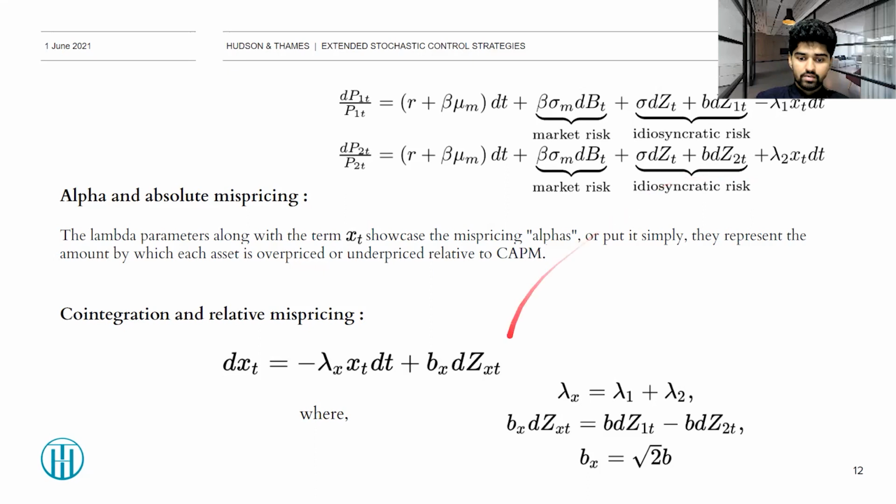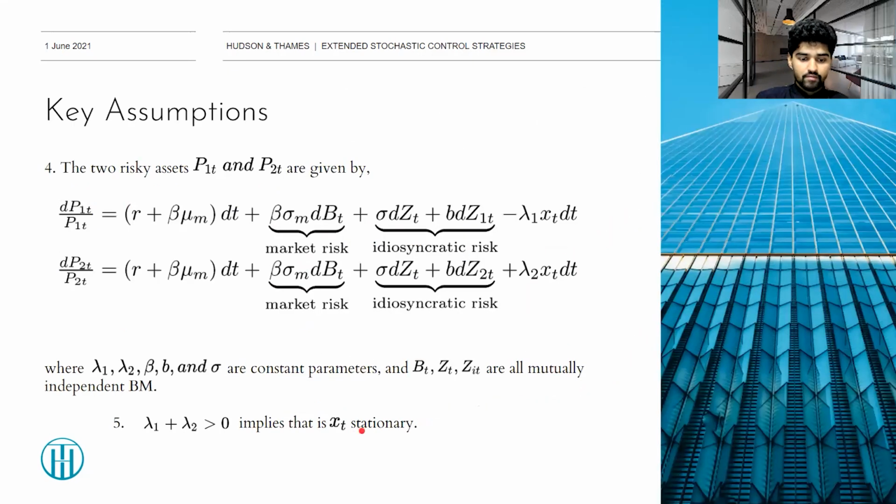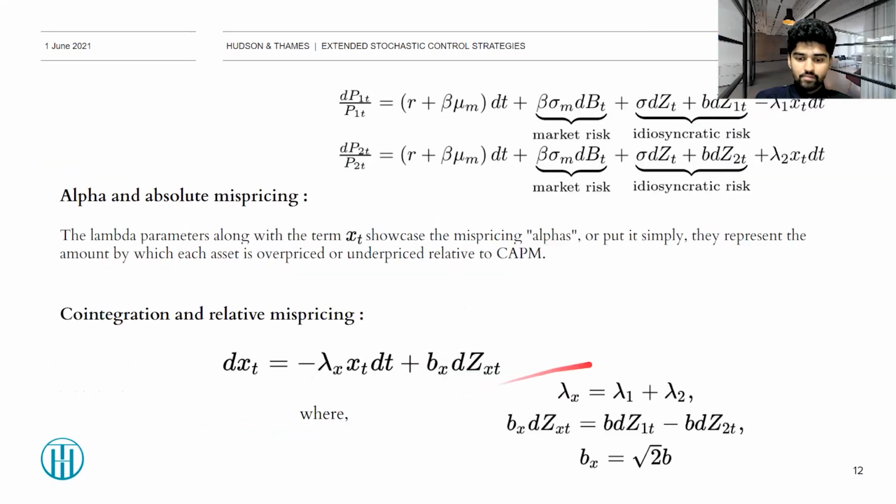One thing to note here is that if you go to the previous slide, you can see that we have an assumption that lambda 1 plus lambda 2 is greater than 0. And this implies that XT is stationary. So if lambda 1 plus lambda 2, which is denoted by lambda x, is greater than 0, this gives us that XT is mean reverting. So that's the reason why lambda 1 plus lambda 2 should be greater than 0. And that's a pretty critical assumption to make.